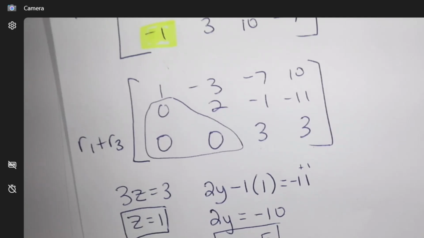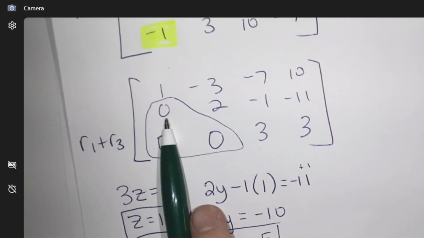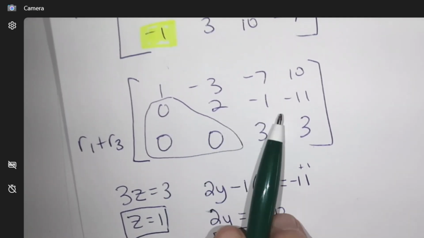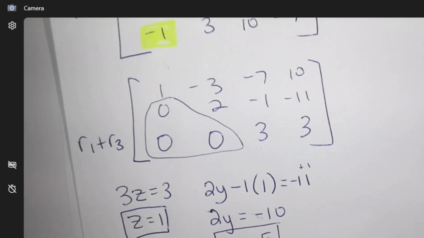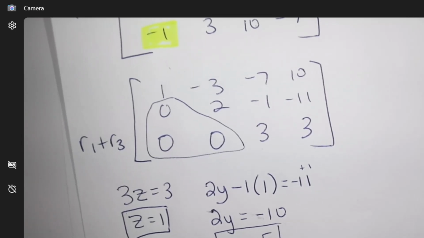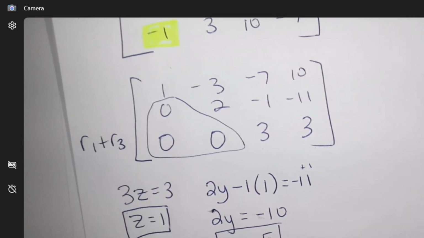Where's the 2 up? This. Oh, yeah. This is no x's, 2 y's, negative 1 z's equals negative 11. Okay, last, work your way up to the top. So 1x minus 3 y's minus 7 z's equals 10.